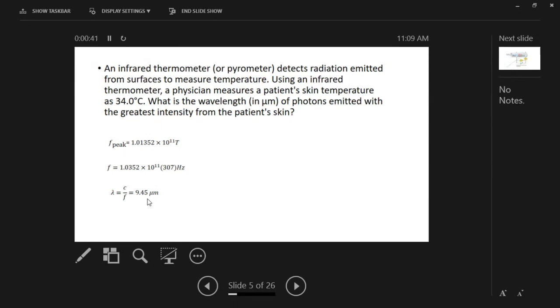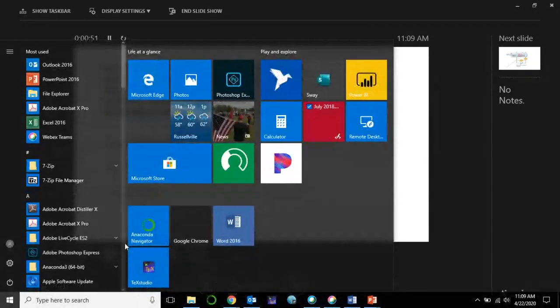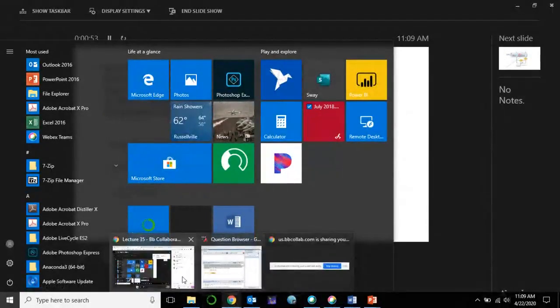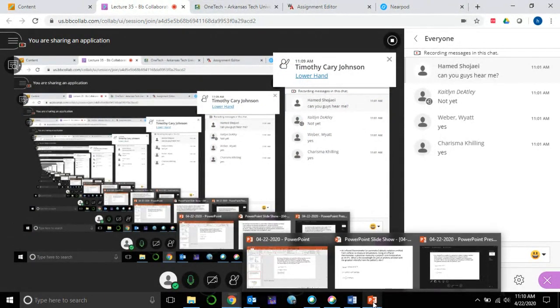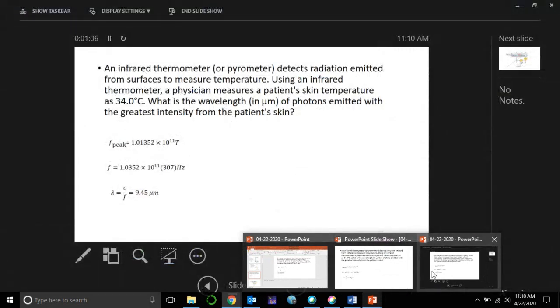Now, do you guys have any question about black body radiation before I move on to the next experiment? I have a question. Yes, Tim, what is your question? That number in front of the F peak, the 1.01352 times 10 to the 11th, is that some other kind of constant?